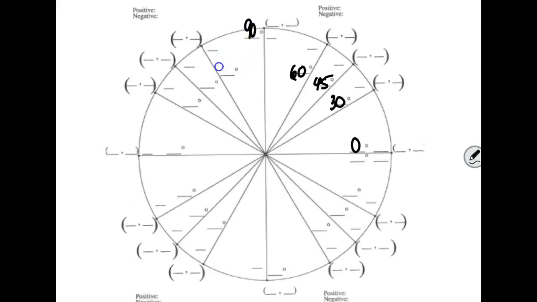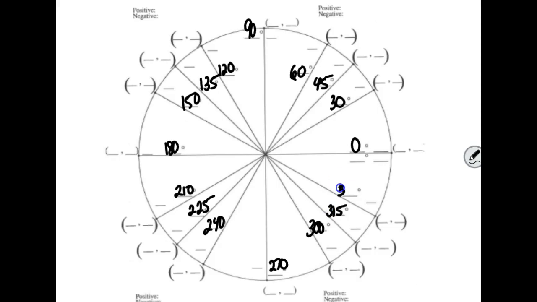What's this next one? 120. And then 15 more is 135. 15 more is 150. And then a bigger jump all the way down to 180. And then a 30-degree jump more is 210. 225, thank you. 240. 270. 300. 315. 330. And then you should get back to 360. So, that should be nice and easy for you.